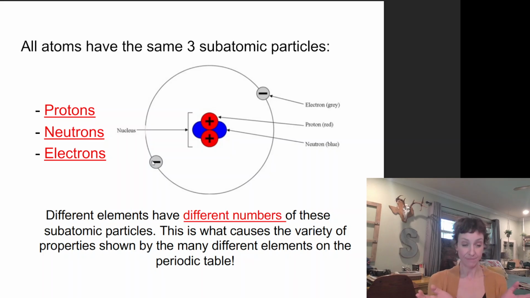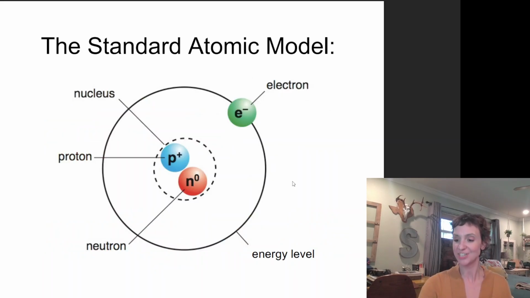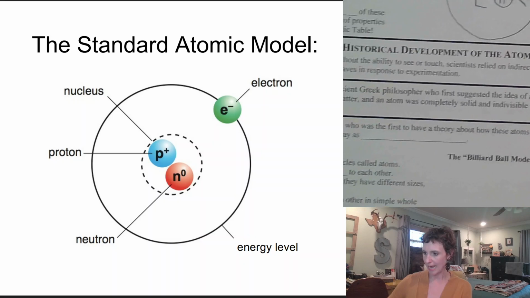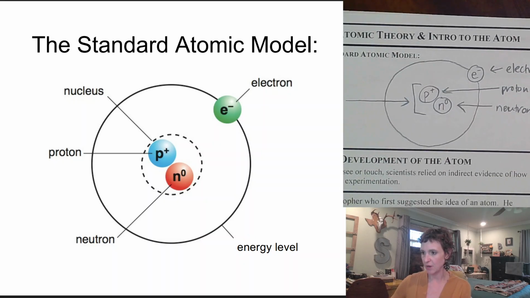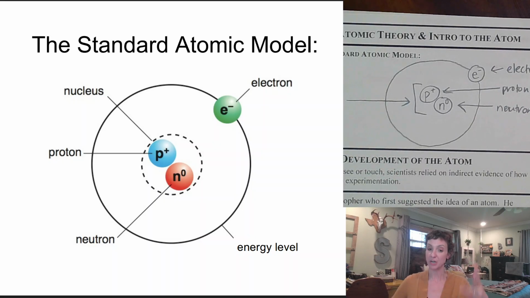So all elements have these 3 subatomic particles, but different elements will have different numbers of these subatomic particles. And as a result, this is what causes the variety of properties shown by all of the different elements on the periodic table. So what we're going to be doing a lot today in our notes lesson is bouncing down to our handout, and there will be some places for you guys to actually draw some pictures, specifically when we start learning about how the model of the atom was developed.